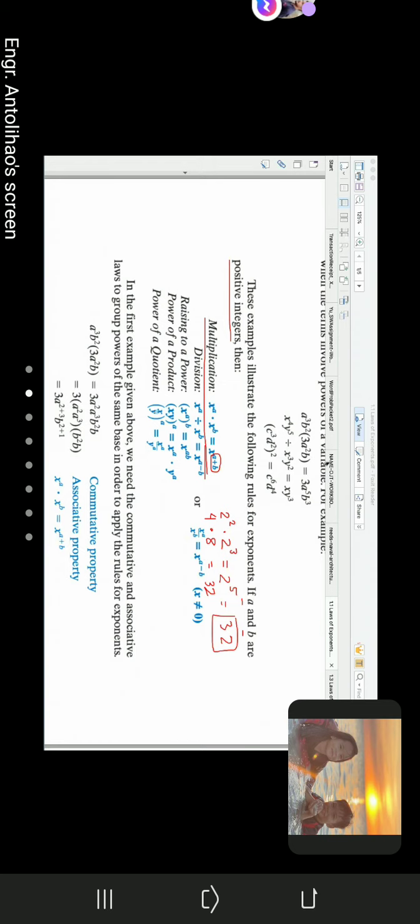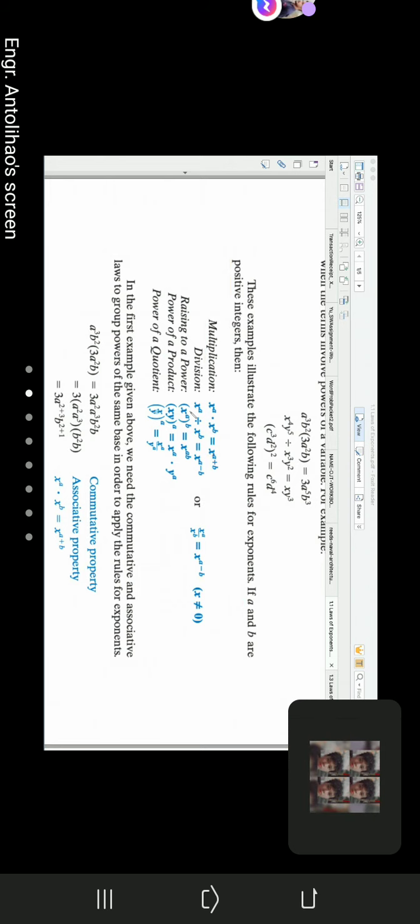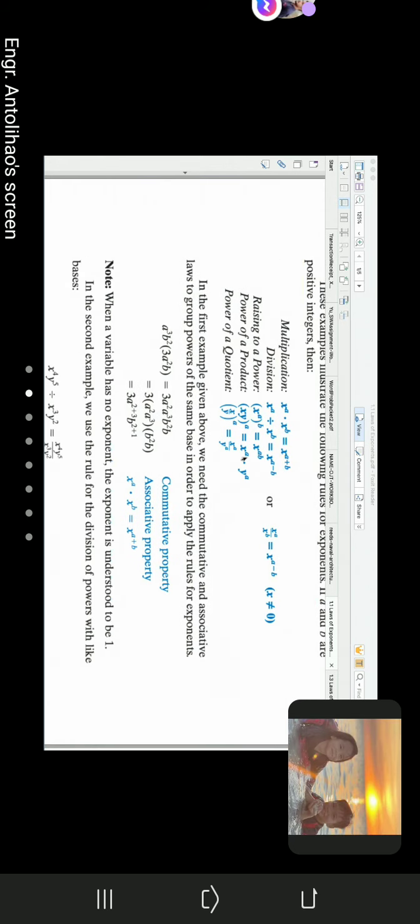Okay? So next is the division rule. For the division rule, that would be x to the power of a divided by x to the power of b is equal to x raised to a minus b. So you have to subtract their exponents like this one here, or you can rewrite this one this way. So that is x to the power of a all over x to the power of b. And that is still equal to x raised to the power of a minus b, where x is not equal to 0.